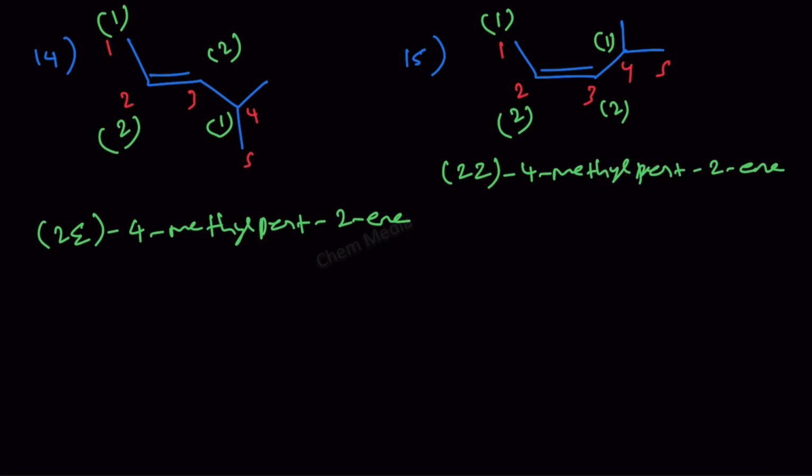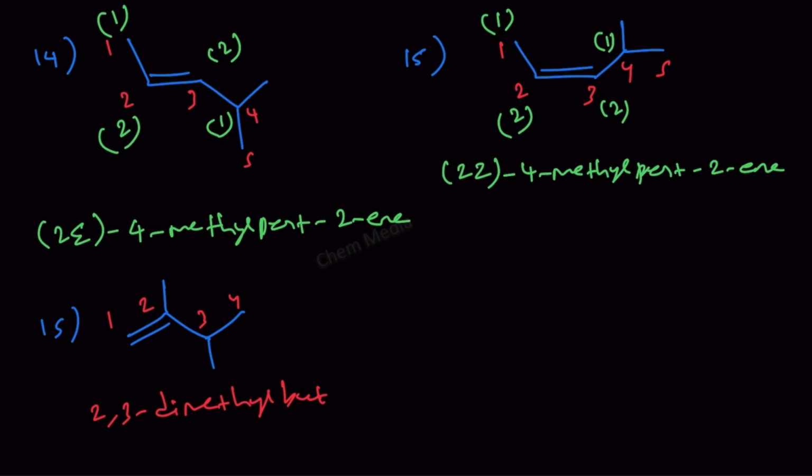And then number 15, we are exhausted with the pentene chain. Let's go to the butene chain. 1, 2, 3, 4, and then put a double bond between 1 and 2, and then 2 methyl groups, 1 at 2 position, 1 at 3 position. So this is 2,3-dimethylbut-1-ene.